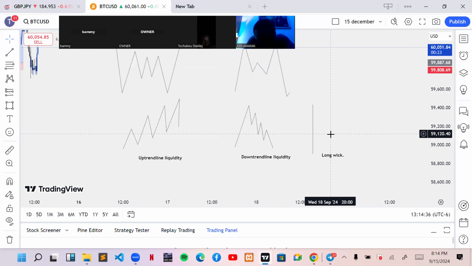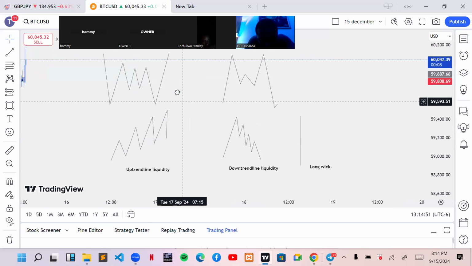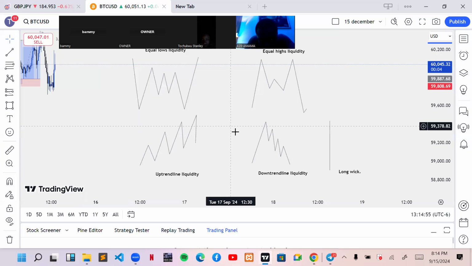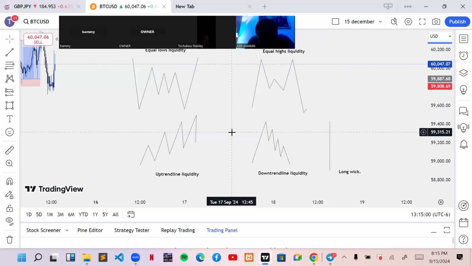So, how do you apply this in your strategy? Now, these types of liquidity come into play when you're looking for take profits or knowing if you should take a trade entry or not. For example, let's say the market starts selling from a trend line liquidity. This is an uptrend trend line liquidity.